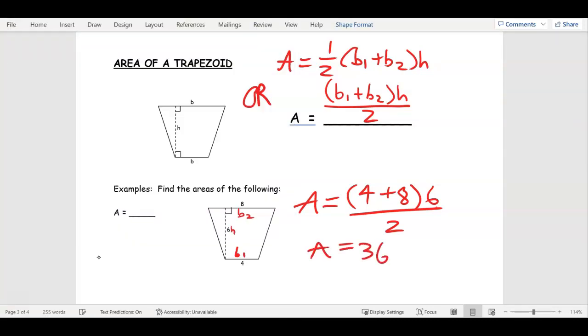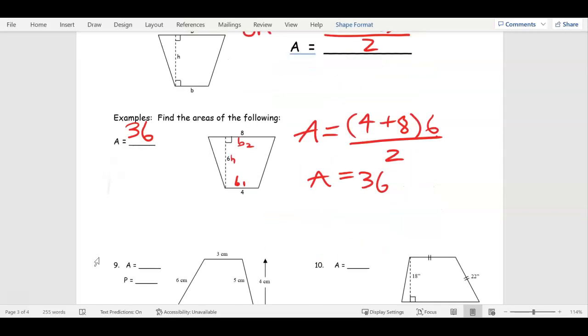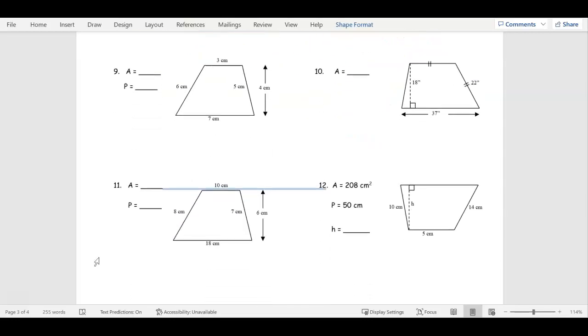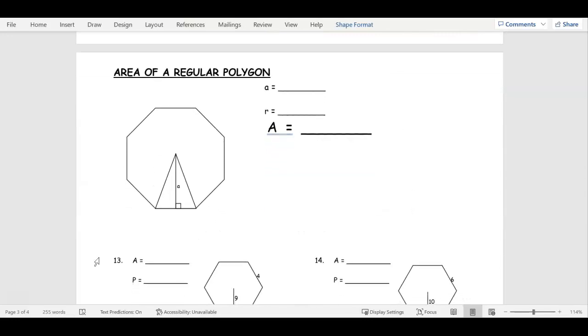Now this is a situation. What are the units of measure here? So there's no units of measure given. So if there's no units of measure, I would just put units squared. Whatever those units are, they're squared, okay? So obviously we're out of time. So keep this, and we're going to have to finish trapezoids and then get into polygons next time.